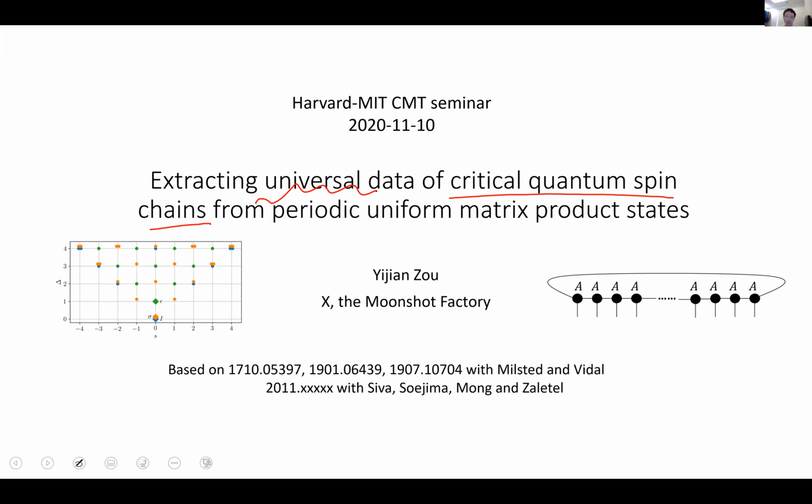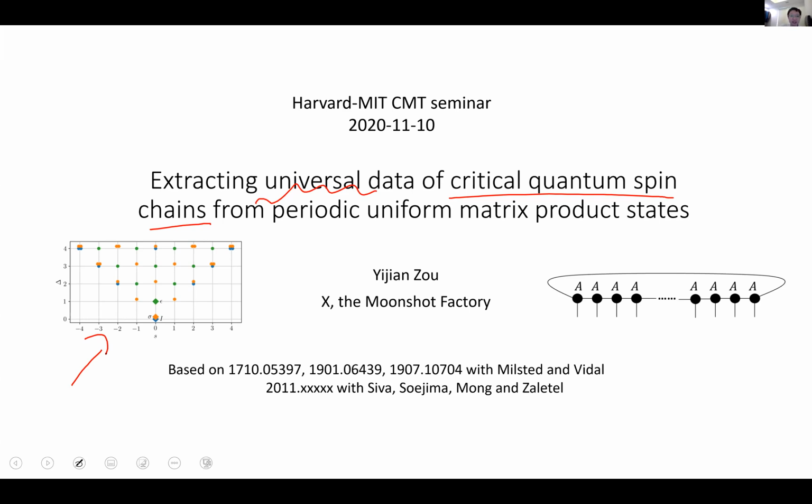In order to characterize this long distance universal behavior, we need the universal data. And this is an example of the universal data, which I will mostly talk about. If you're not familiar with it, that's fine. I will introduce it later.